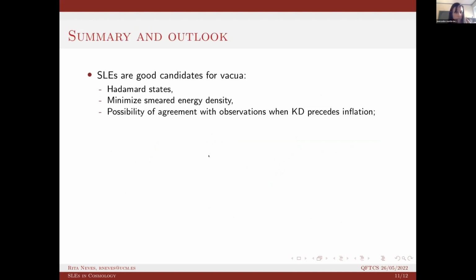So to summarize, we saw that states of low energy are good candidates, at least, for the vacuum of cosmological perturbations in general, because they are Hadamard states, they minimize the smeared energy density, and they offer the possibility of agreement with observations as long as there is a period of kinetic dominance prior to inflation.